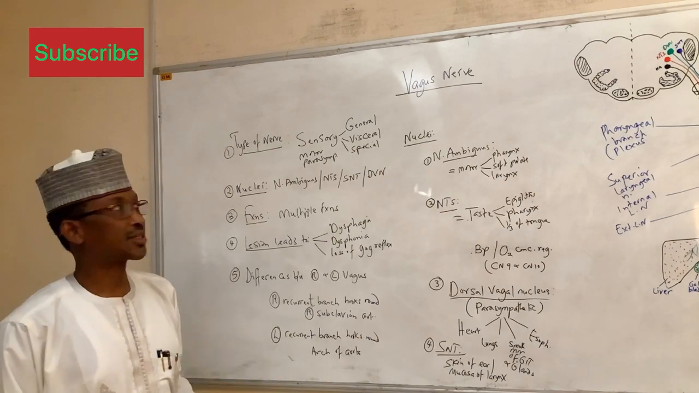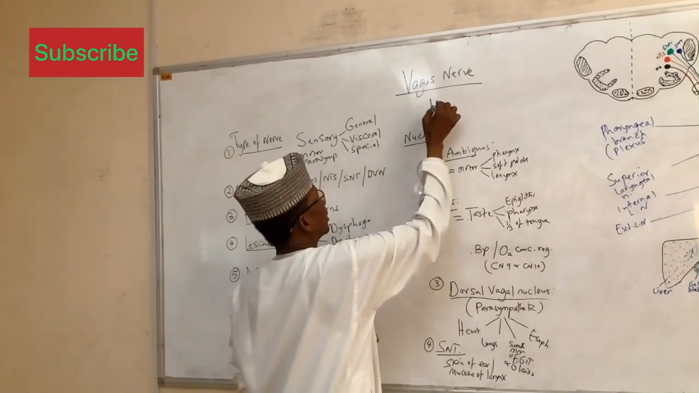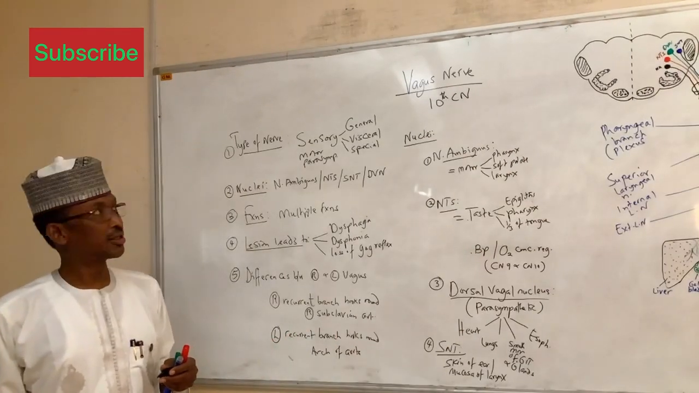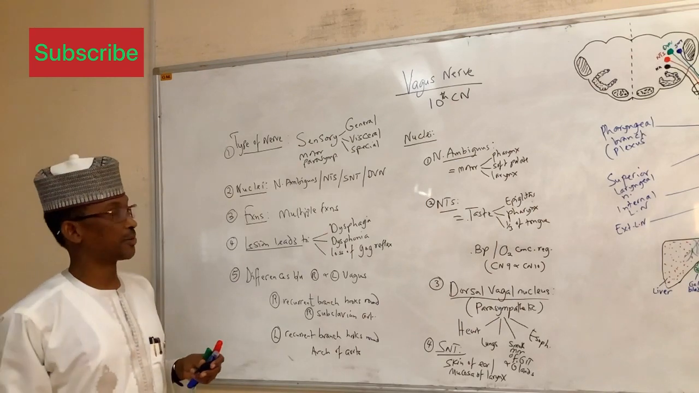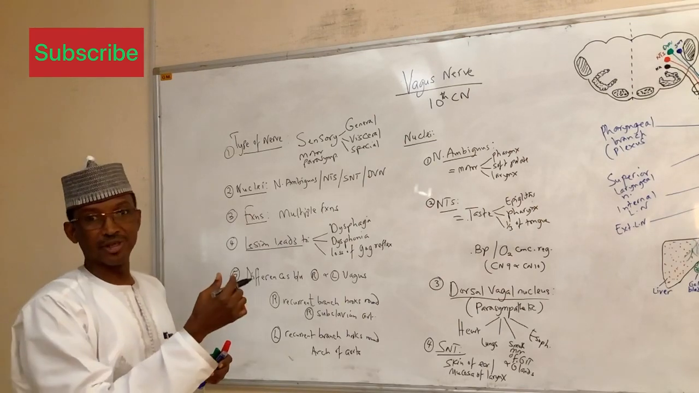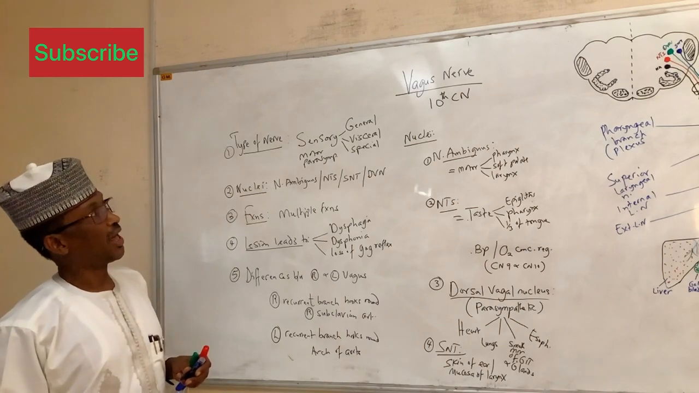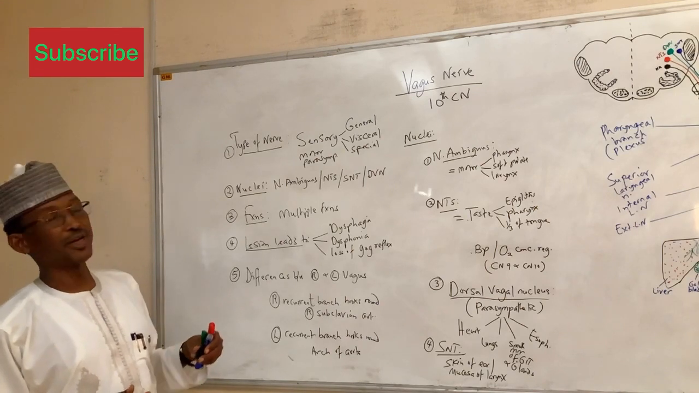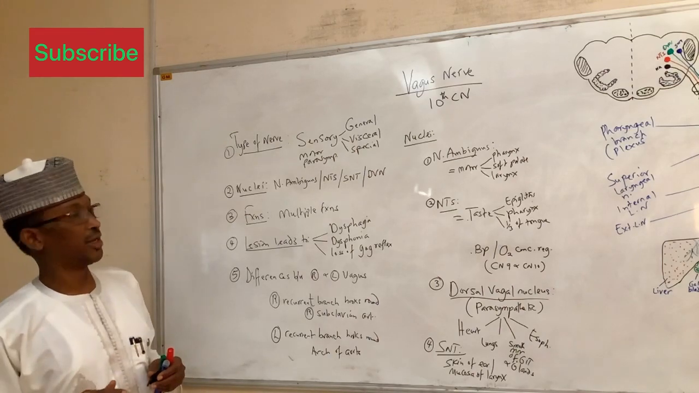I'm going to discuss the vagus nerve. As you're all aware, the vagus nerve is the 10th cranial nerve, and it is the most complex nerve among the entire 12 pairs of cranial nerves. It is also the longest cranial nerve, because it passes right from the cranium down to the abdomen.